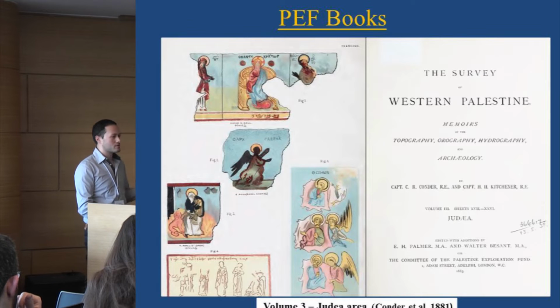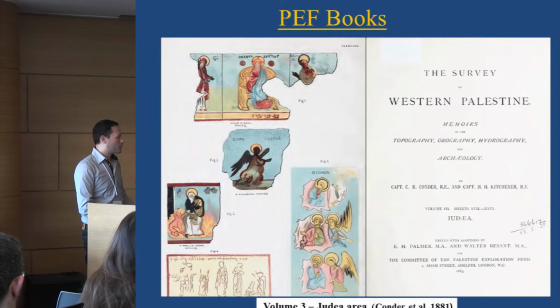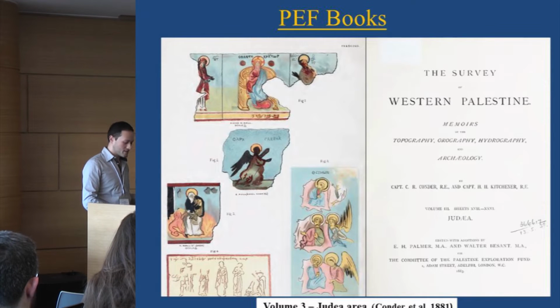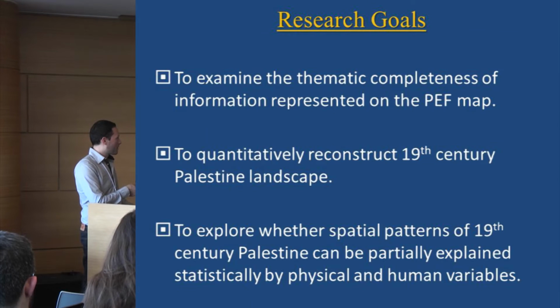The maps are also accompanied by 3 books, which are divided into regions, Judea, Samaria, and Galilee, and we use them as a reference because there is a lot of information about the landscape, about population, agriculture, historic sites, and other things like that. There is also a 4th book about the flora and fauna of Palestine.